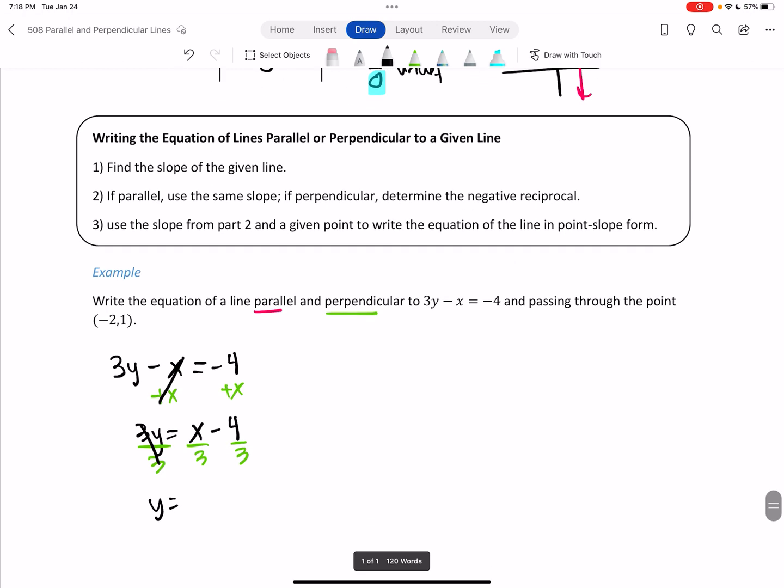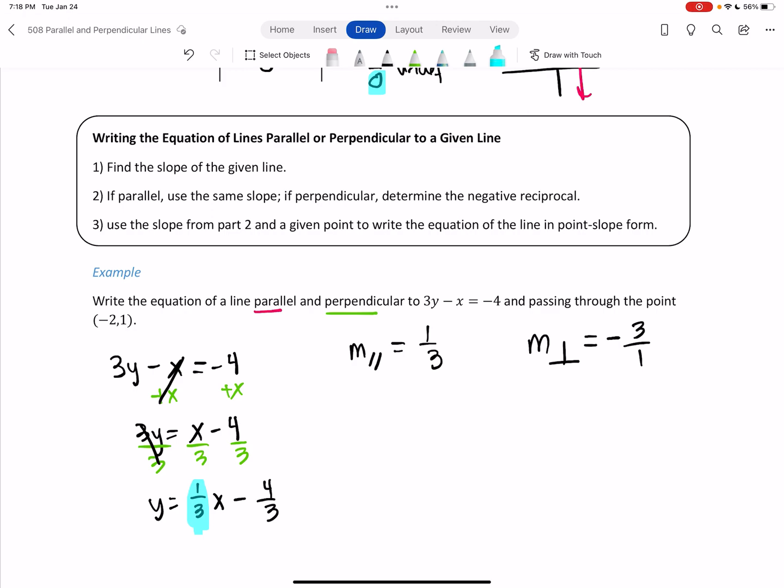y equals, dividing by 3 is like multiplying by 1/3. So 1/3 x minus 4/3. So the slope of the line I'm given is 1/3. If I want a parallel line, it's going to have the same slope. If I want a perpendicular line, it's going to have the negative reciprocal. So the parallel line is going to have a slope of 1/3. The perpendicular line is going to have a slope of -3.